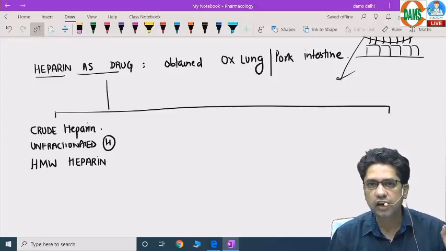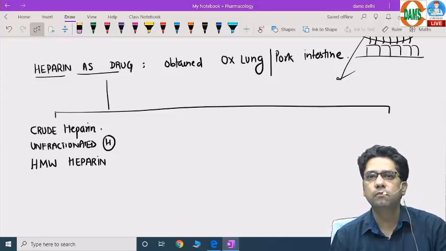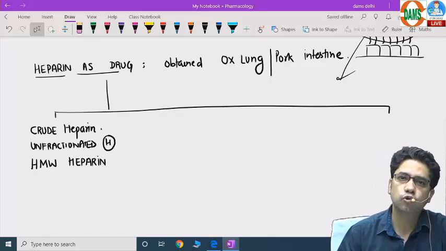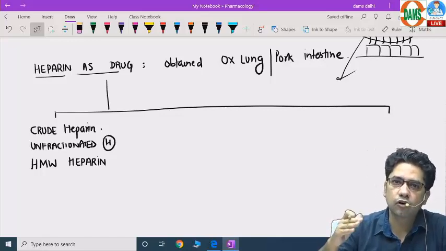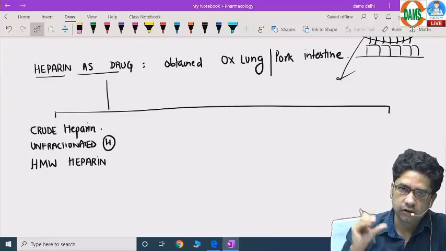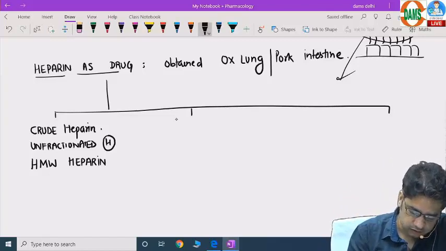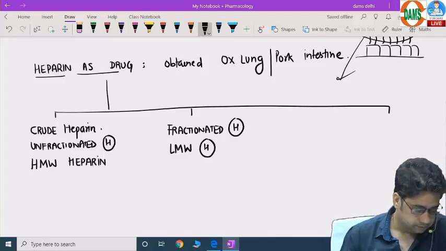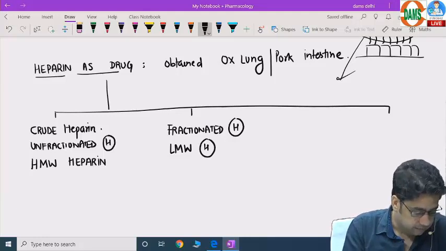So now we have made a much safer form of this heparin. We have taken this crude form of heparin and now we have filtered it. Now when we have filtered it, this is known as fractionated heparin. And this fractionated heparin is known as low molecular weight heparin.